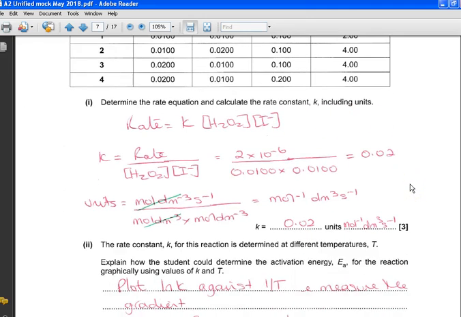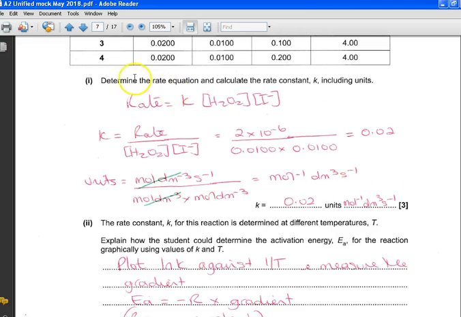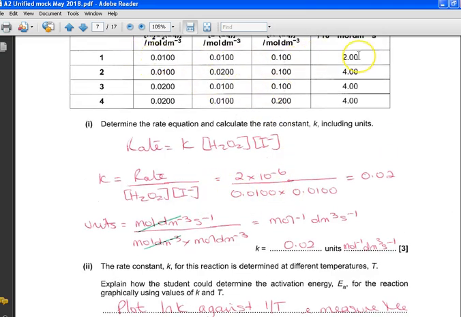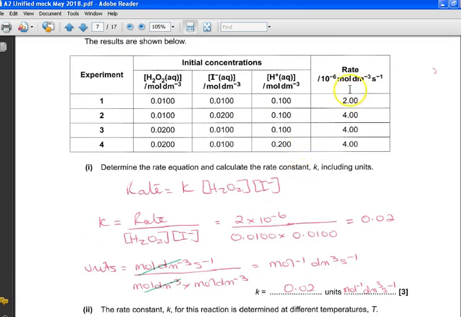Okay, so we have a rate equation written like that, and then we're asked to calculate k, which is pretty straightforward, just plugging in numbers from the table. I just picked the first line. This is a number you keep missing: the rate is 2 times 10 to the minus 6. So obviously that makes a big difference to your calculated answer. Make sure you look in the table to see the full units and the values.